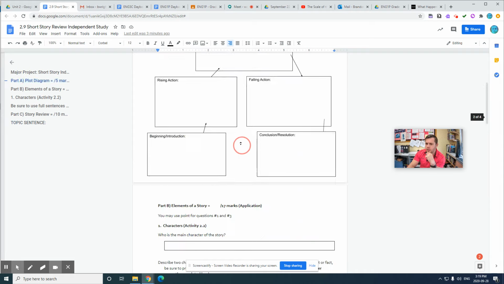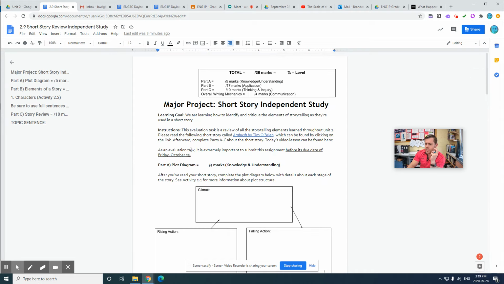I really want you guys to do this as best that you can, because this is a very important assignment. It will go toward your final mark, and it's really important to get it in before this deadline as well. If you hand it in after the deadline, it's a 5% per day deduction, meaning that 5% gets taken off every day that it's late.